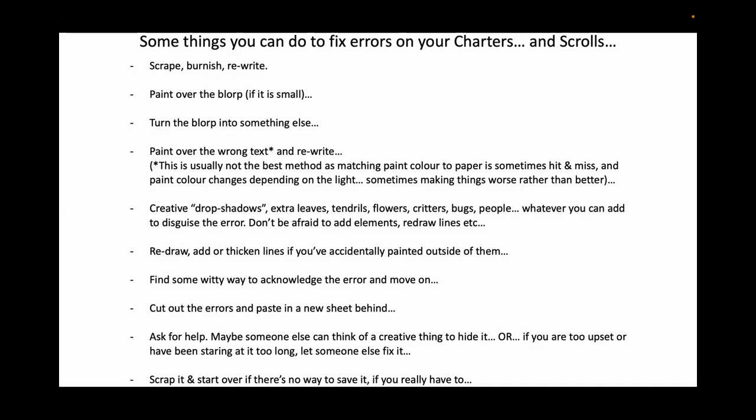You can find some witty way to acknowledge the error and move on, like the pointing manticule hands or little commentaries or cartoons or critters. Sometimes, if there's an error that you absolutely can't disguise, you can either choose to just leave it and ignore it or make it fun. Acknowledge the error and make it fun, which is completely period to do. You can also cut out the errors and paste in a new sheet behind, just like that one I just showed you. Sometimes the solution is to ask somebody else for help.